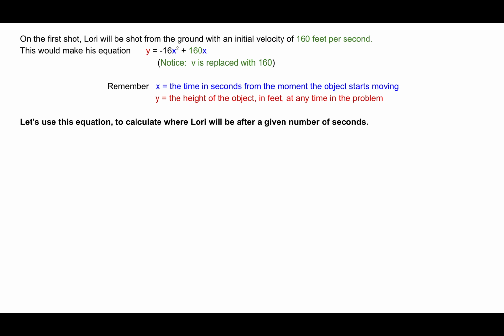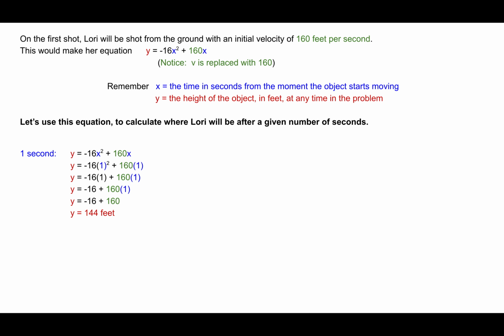So let's use this equation to calculate where Lori will be after a given number of seconds. So after 1 second, here's my equation, y equals negative 16x squared plus 160x. Since we're talking about time, we're going to replace each x with 1 for 1 second. Now we're going to do the 1 squared first because we have to think of order of operations, which is 1. Then we will multiply, and again multiply, and then we will add. And it looks like after 1 second, Lori will be 144 feet in the air.